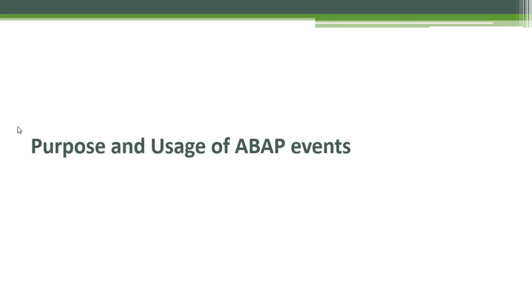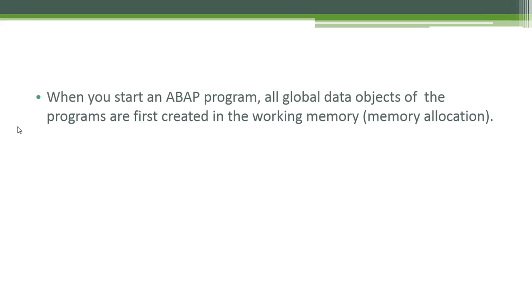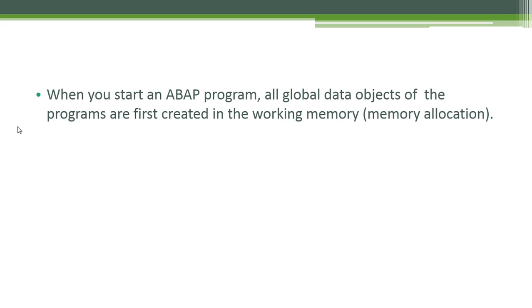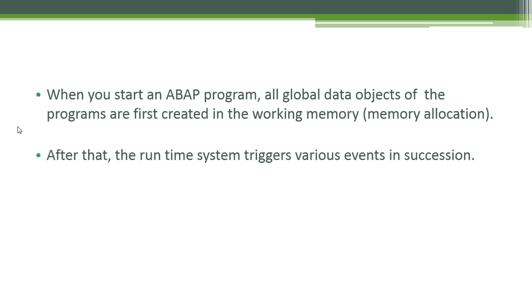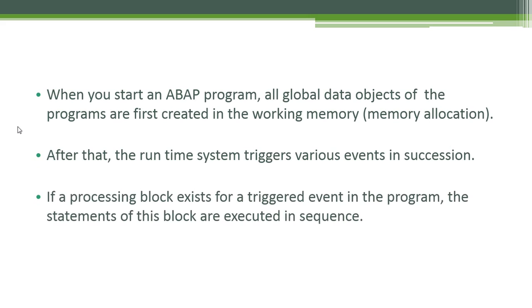Purpose and usage of ABAP events. When you start an ABAP program, all global data objects of the programs are first created in the working memory. That is called memory allocation. After that, the runtime system triggers various events in succession. If a processing block exists for a triggered event in the program, the statements of this block are executed in sequence.